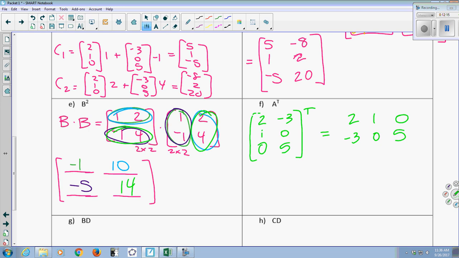2, -3 went from being my first row to my first column. 1, 0 was my second row. Now it's my second column. 0, 5 was the third row. Now it's my third column. So transpose just switches rows to columns, columns to rows.